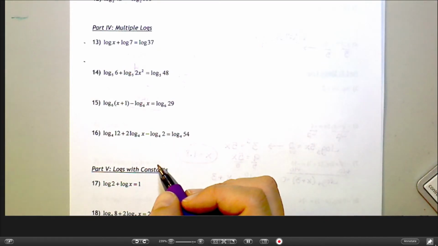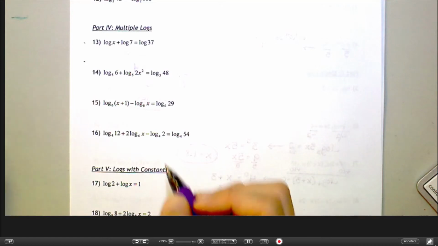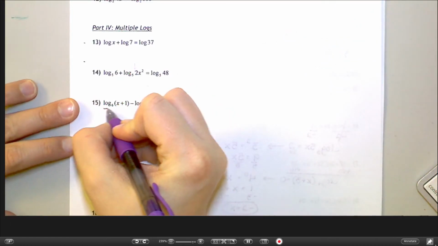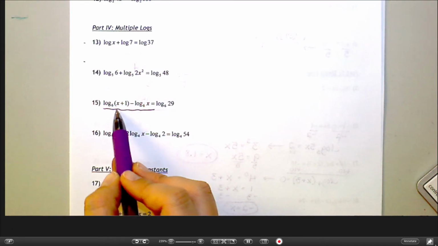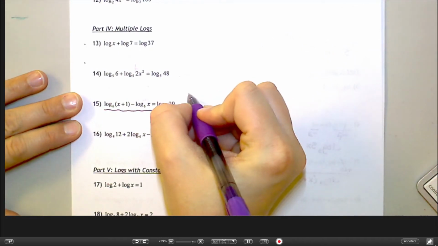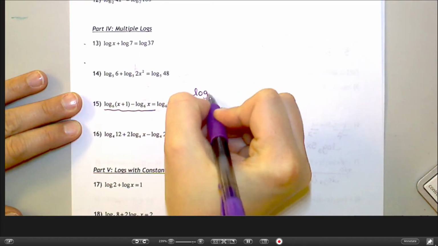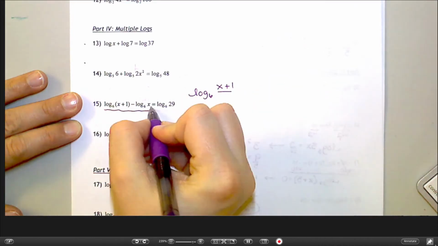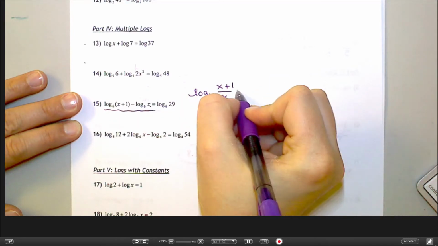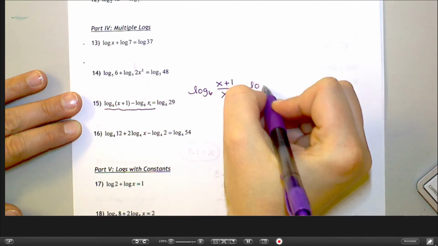I forget. Am I doing 15 or 16? 15? Okay. So 15, I'm going to take these logs and combine them. The 2 that are on the left side of the equation together. This is subtraction. So what does that mean I'm going to do with these 2 things? Yeah, I'm going to divide. So this is going to come out saying this. Log base 6 of x plus 1 divided by this x here is equal to log base 6 of 29.